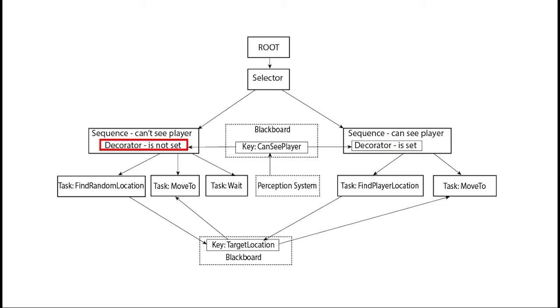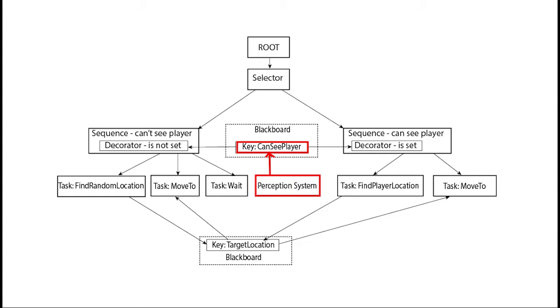So here we have a decorator on the can't see player sequence. That is true when the boolean blackboard key can see player is not set, i.e. false. On the can see player sequence, the decorator is true when can see player is set, i.e. true. Can see player is going to be written to by the perception system, which we are going to add to the NPC's AI controller.